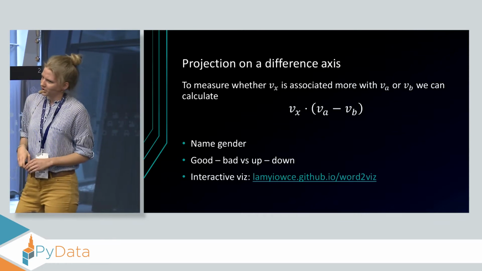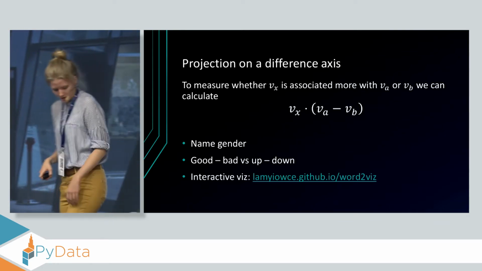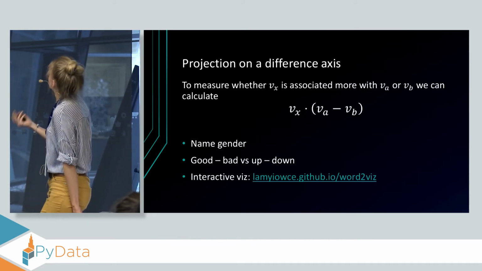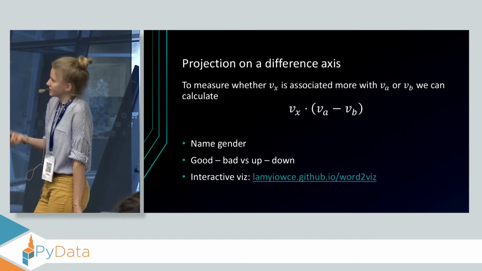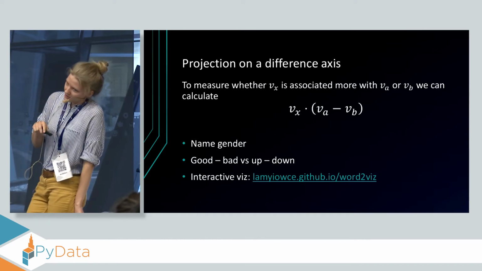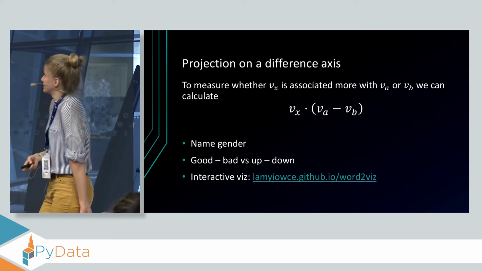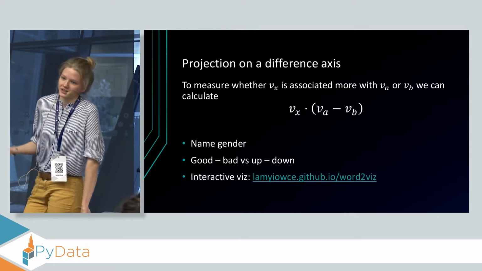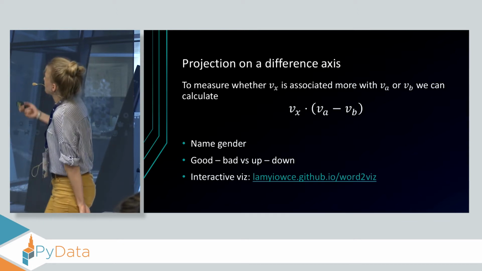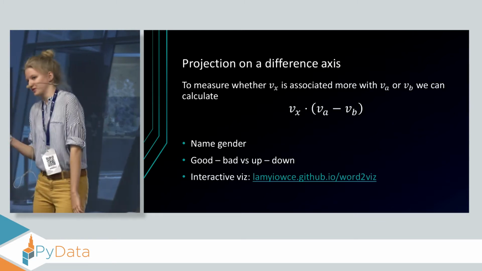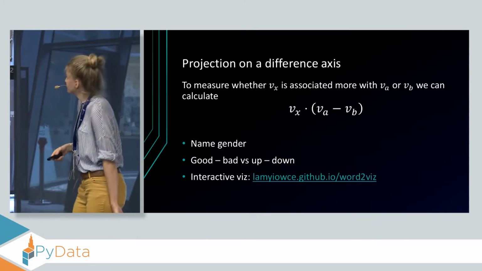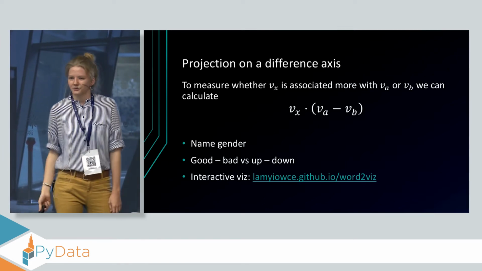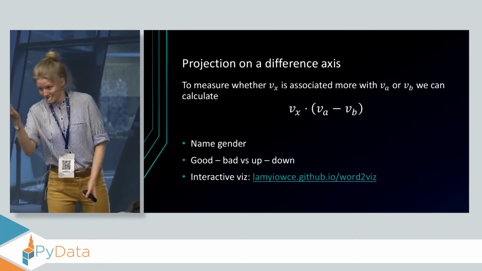And yeah, what more can we do? We can take a word and measure whether it's associated more with one word or the other. So, for example, we can find the gender of a name, we can find out if words are positive or negative. And for that, I wanted to show you an interactive visualization, which I did under the mentorship of Piotr Migdał, who's sitting here.